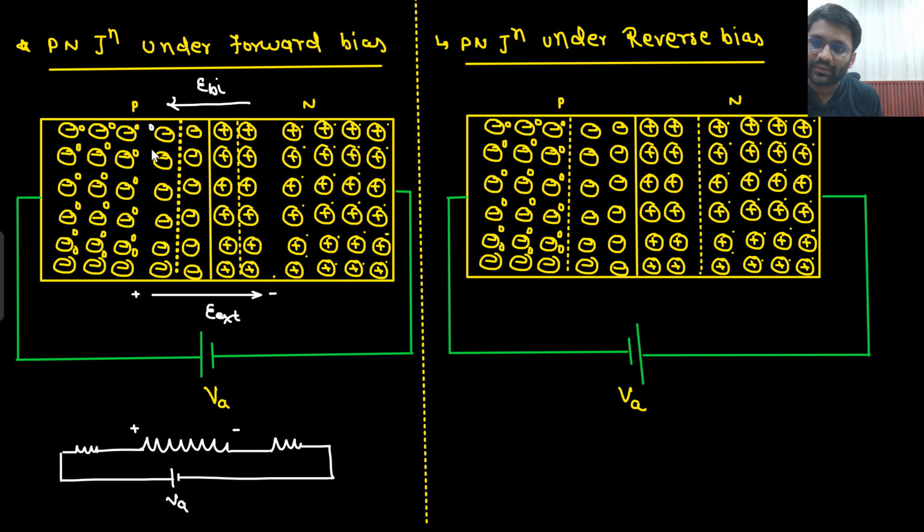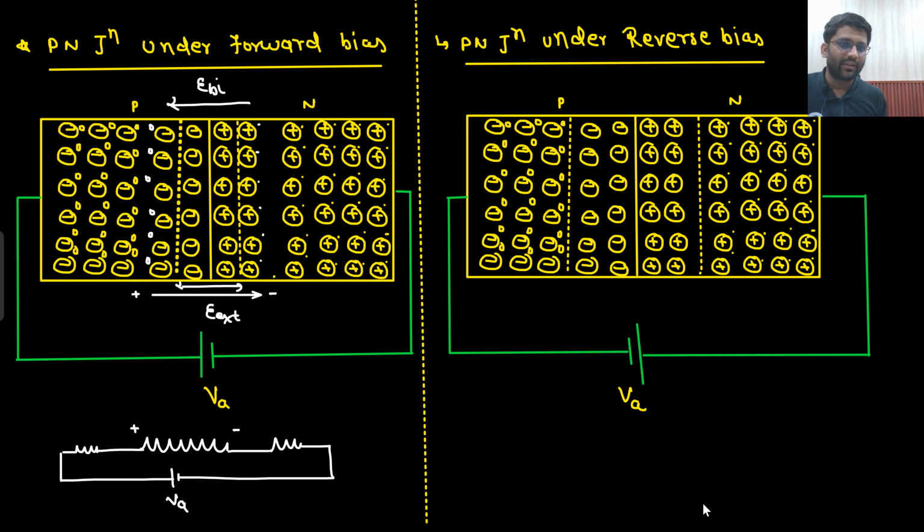And here you will get the holes. They will get back their holes, and they will get back their electrons. So the effective depletion width has reduced. So in forward bias, the effective depletion width reduces, right?